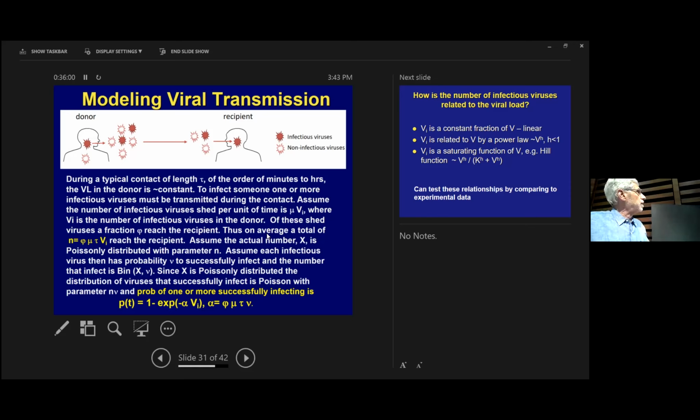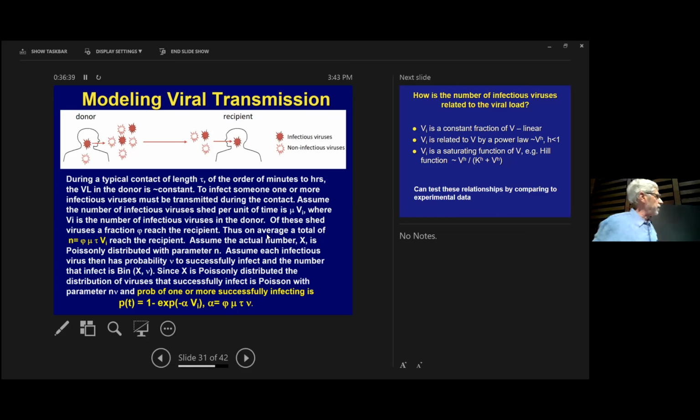And then we say that of all the viruses in this upper respiratory tract, a fraction of those are going to be shed per unit time. And that's going to be mu times VI, if you want to read all this. VI is the number of infectious viruses, because for infection, what's important is the number of infectious viruses that actually make it over to the recipient. And then we're going to say, no matter how many he sheds, which we will calculate here, there's going to be a fraction of them that are infectious. We're just looking at the infectious virus for a moment. We'll say a fraction of the ones that are shed get to the recipient, fraction phi.